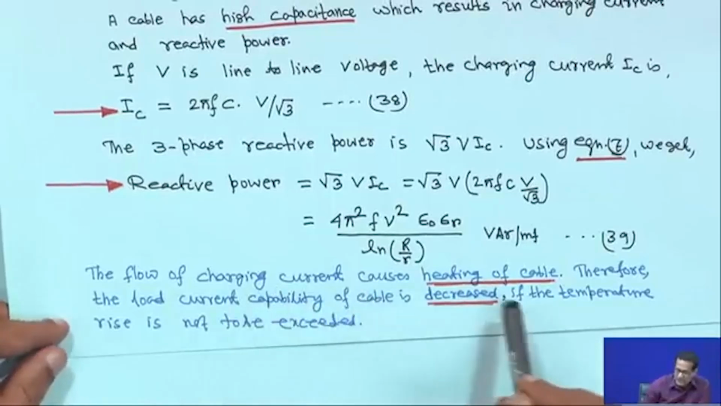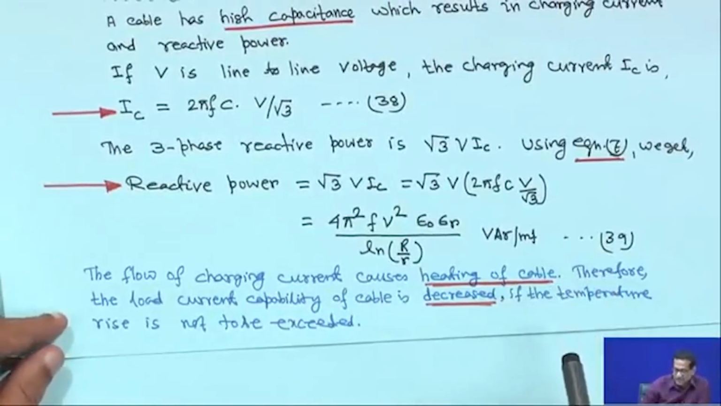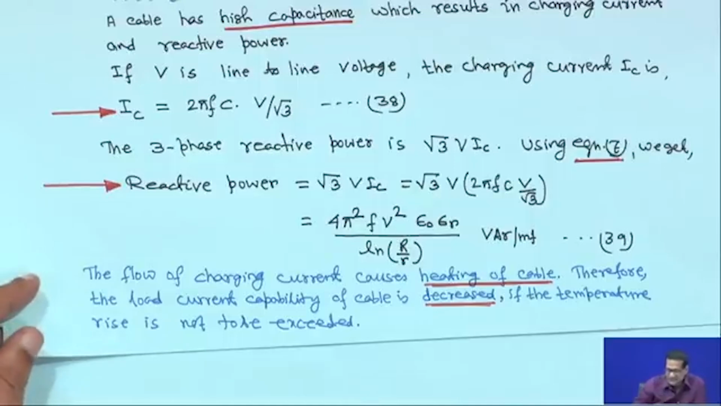The flow of charging current causes heating of the cable, that is very simple. Therefore, the load current capability of the cable is decreased if the temperature rise is not to be exceeded. That means, if you fix the cable temperature so that it should not exceed, for example, 70 or 75 degree Celsius, then the load current carrying capability of the cable will decrease, because if you increase the load current, the temperature rise will be there in the cable, and if you do not want that, you have to restrict it.